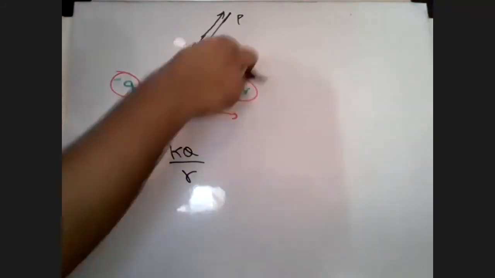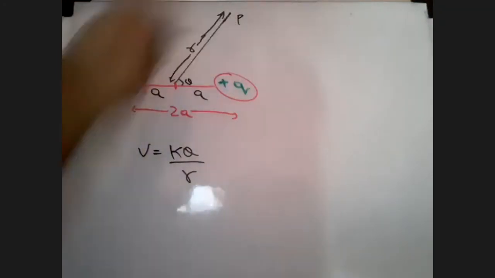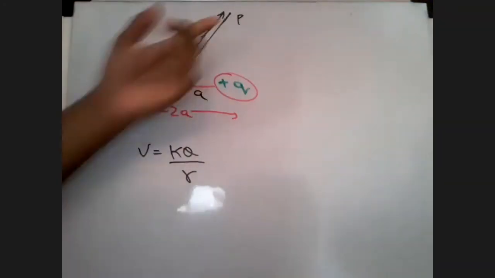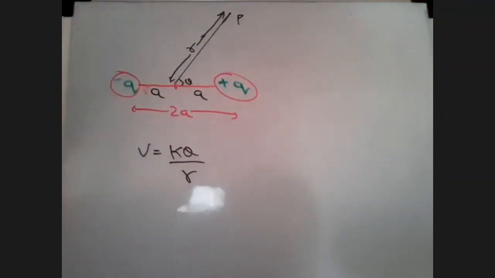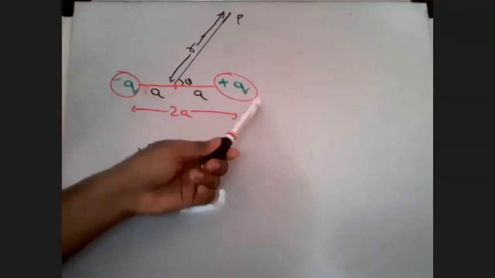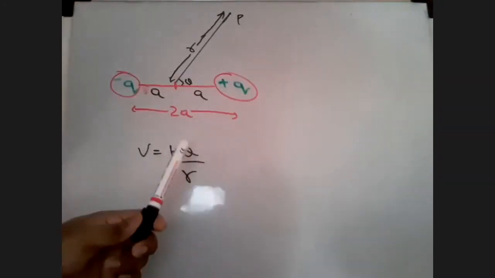So if I have to find out the potential between plus Q and this point P, I have to find out the distance between them, so that I can substitute it in place of R. The distance between plus Q and P is not R.